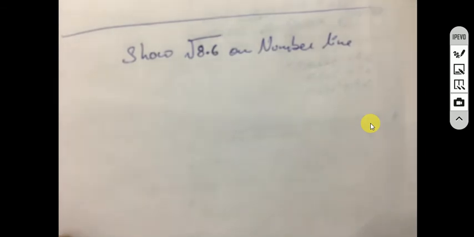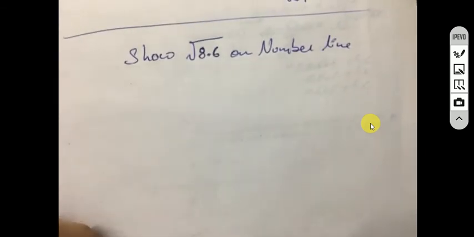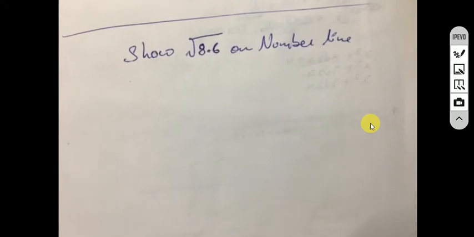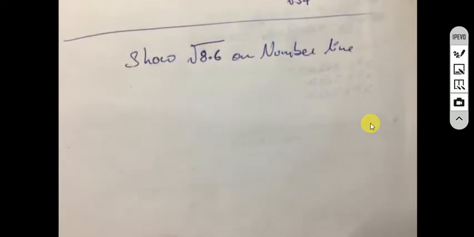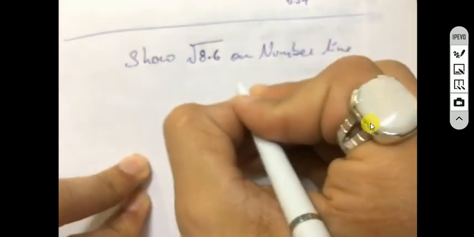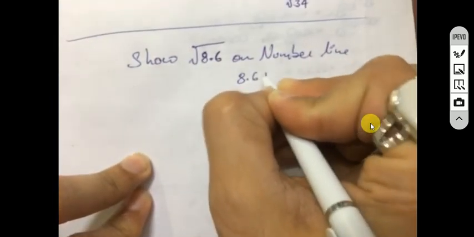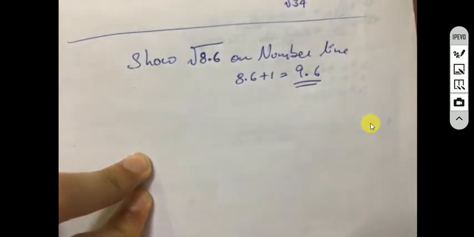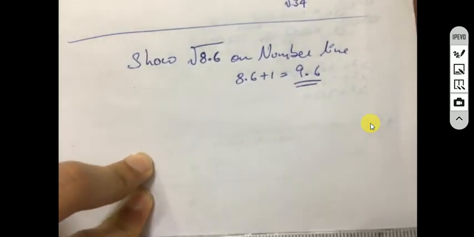Let's say you are asked to draw or show under root 8.6 on the number line. What will you do? We'll study that. First step is to draw a line. Now what line measure will you draw? We'll draw a line just one more than the number inside this under root. Let's say the number was 8.6, we'll add 1 to this, it becomes 9.6. So we will draw a line of 9.6.